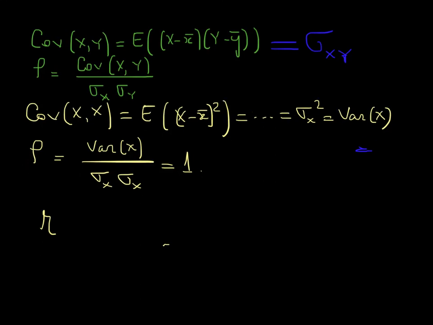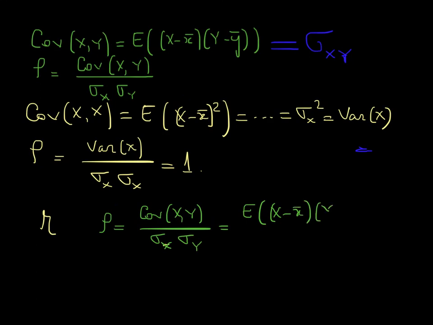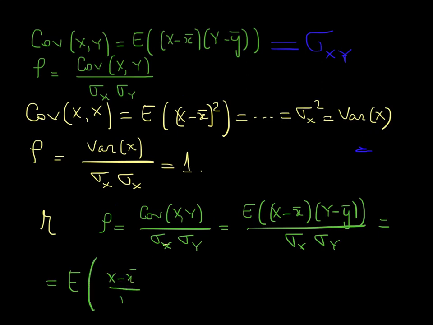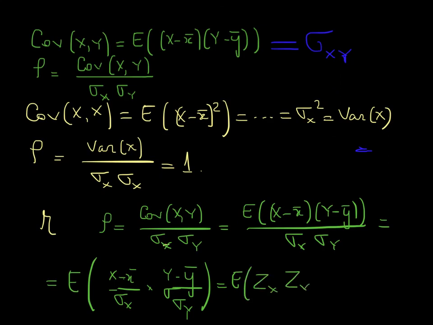And a very last observation is that if we take rho, which is a covariance of xy over sigma x, sigma y, we see that we can write it as the expected value of, which can be written as, which is the expected value of zx, zy, which are the standardized scores. So they are written in terms of the values on the standardized normal distribution.